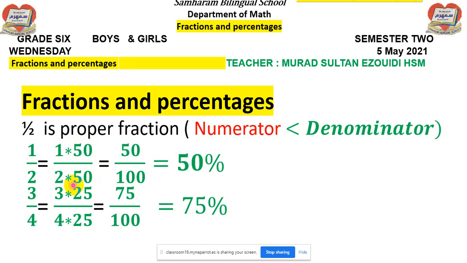Why exactly 50? Because I want to get 100 here, because I'm talking about percentage. That's why here you should get 100. Clear? So, look, 1 multiplied by 50 is 50, and 2 multiplied by 50 is 100. So 50 divided by 100, my daughters, will be 50%. Please write the first one. Then I will go to the second one to explain.